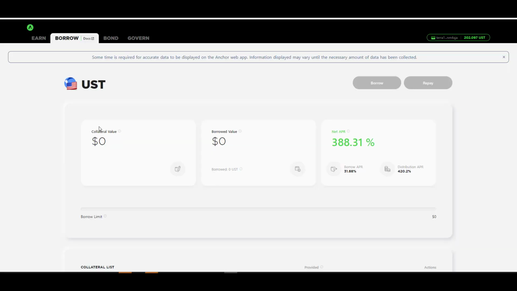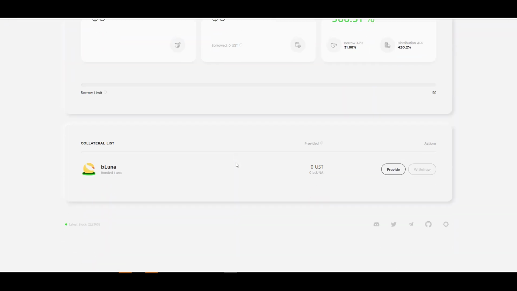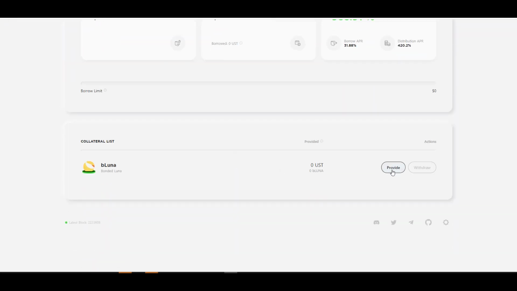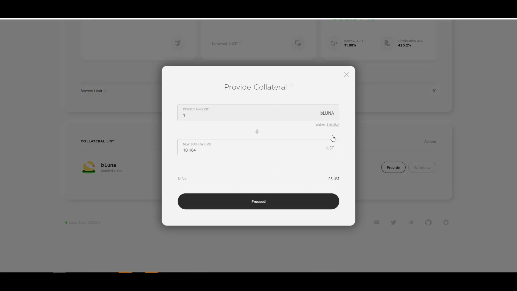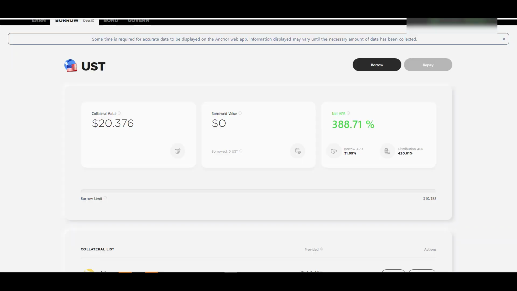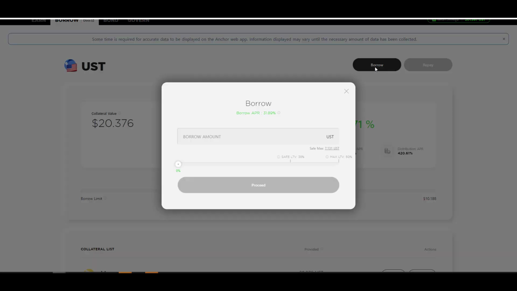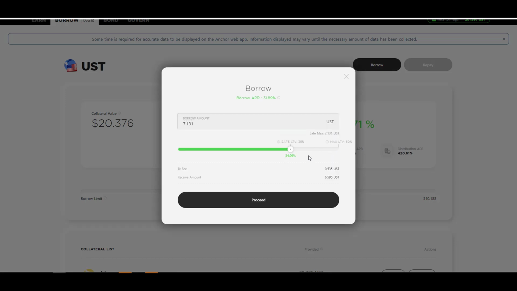Once you've gotten your BLuna tokens, come over here to the Borrow tab, scroll down, click here on provide, type in the amount that you want to provide as collateral, click on proceed, confirm the transaction. Once you've collateralized your BLuna, it'll display your collateral value here to the left. Click on borrow on the upper right hand corner of your screen. And by clicking this amount here, it'll let you know what the safe amount to borrow is.